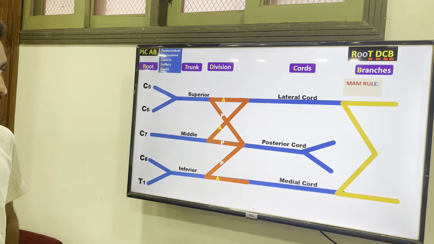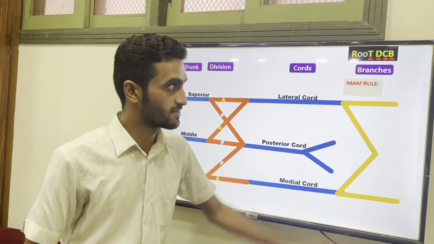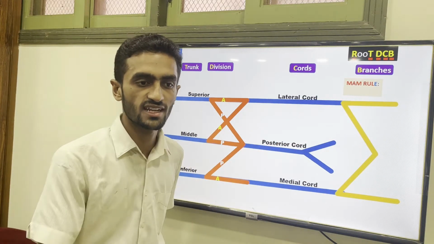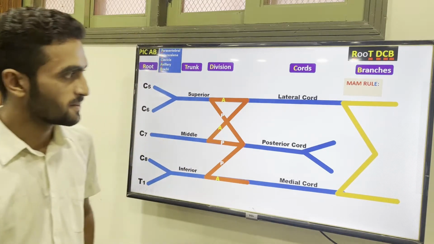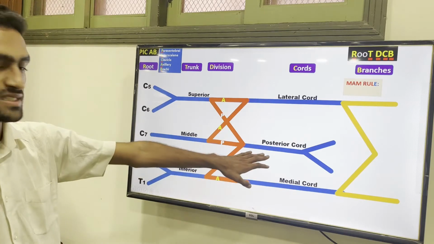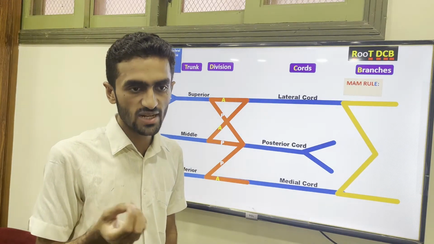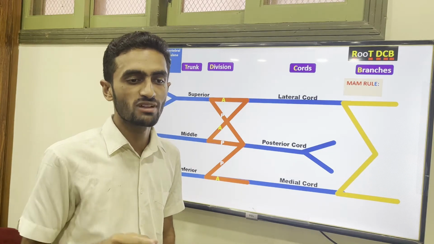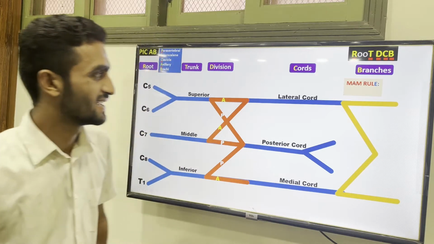Now come to the other thing, the nerve branches. We have discussed this. The trick is the MAM rule. Just follow the MAM rule. What does the MAM rule say? I will explain later, because we have to know the major branches and the root values. The MAM rule will help us. This is just a mnemonic. It's not an actual rule.